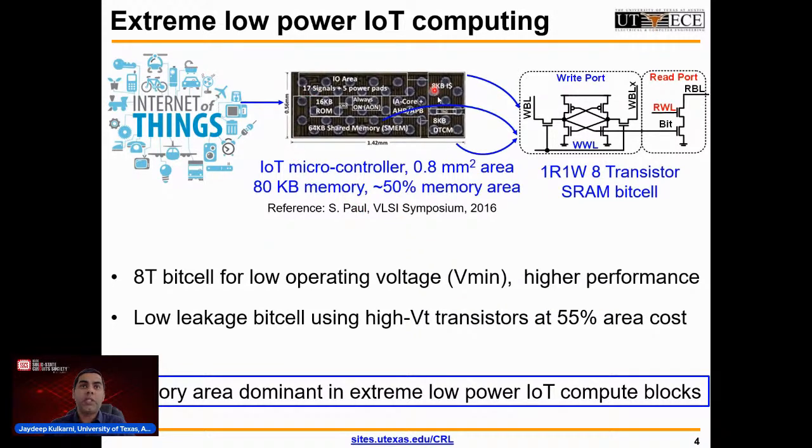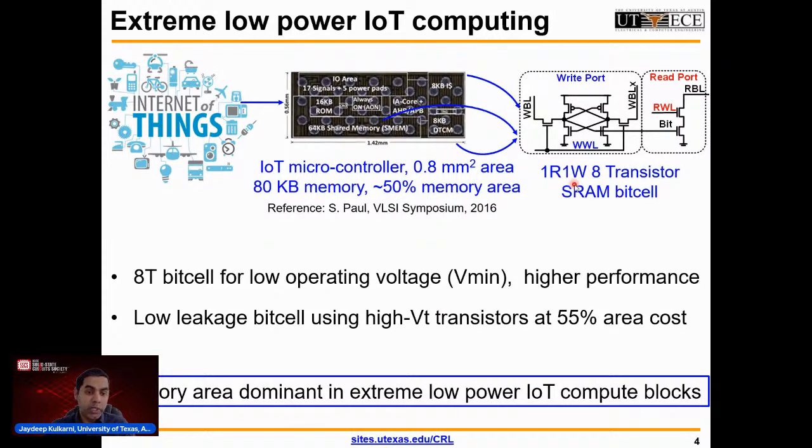2016. For such a tiny die area, you could see different areas allocated to the memory arrays, and more than 50% of the die area is occupied by the memories. This particular microcontroller implements around 80 kilobytes of on-chip memory. And in order to lower the operating voltage, also known as the Vmin, which I'm going to talk about in subsequent slides, they have utilized a unique bit cell called the 8-transistor one read, one write port bit cell that allows you to scale the supply voltage, but that comes at a higher area cost.